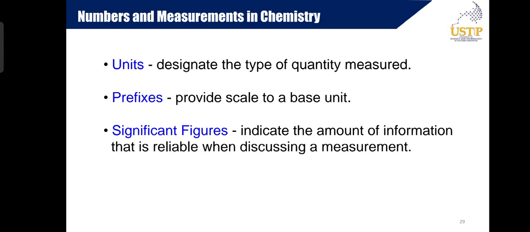They provide scale to a base unit, and significant figures indicate the amount of information that is reliable when discussing a measurement. So when you say, you need two significant figures in order for you to explain a certain measurement, no? So, what are your bases, and why do you need only two numerical numbers? Later on we'll be discussing how to designate a certain unit, a prefix, and significant figures.